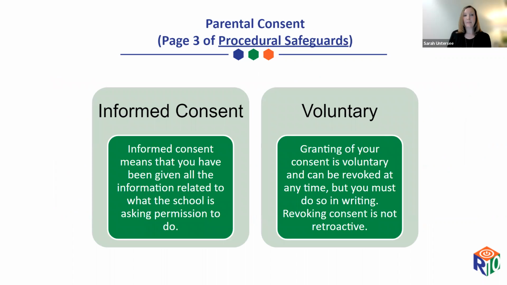Parental consent. Informed consent means that you've been given all of the information related to what the school is asking permission to do. Consent is voluntary, and it can be revoked at any time, but you must do so in writing, and revoking consent is not retroactive. So anything that had been done up until that point of revocation cannot be undone.